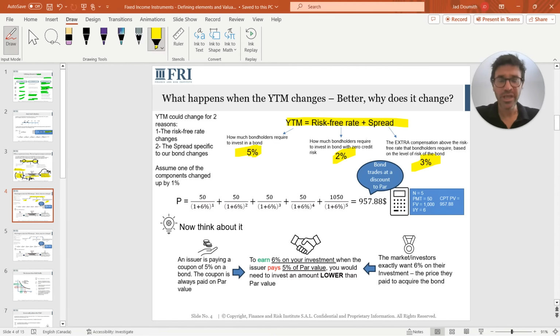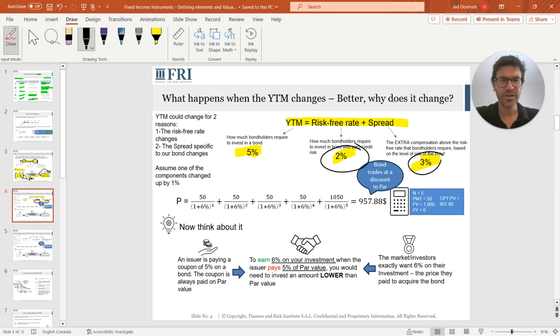Now you guys know, and I've explained in the previous slide, that the yield to maturity on the bond could actually change either because the general level of interest rates is changing, or because the specific risk of the entity issuing the bond is changing, so investors are now demanding more or less spread. So imagine one of those two reasons happened. So either the risk-free rate went up by 1%, or the company just issued its annual report.